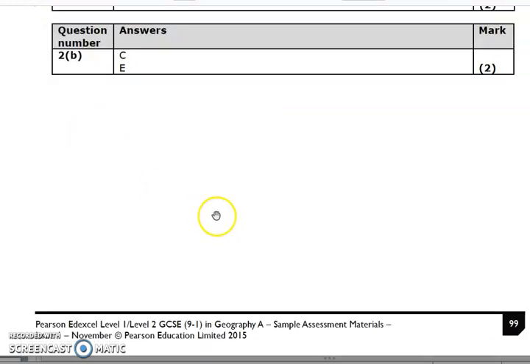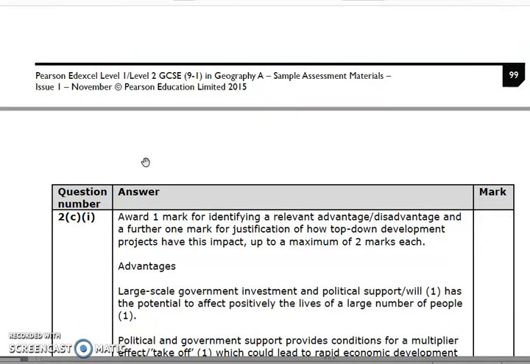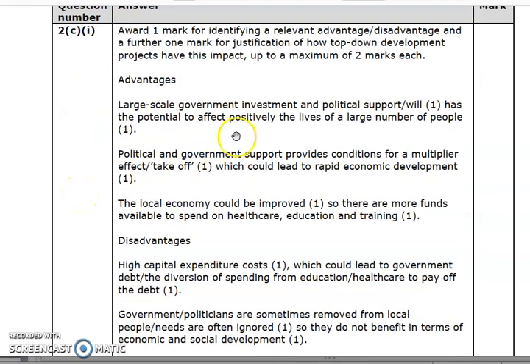To go through the answers then, the correct answers were C and E for the top-down, for the dam photograph. Those were the 2 main features of it. And if we look at what the advantages and disadvantages were for it, we could see that again 1 mark for identifying a relevant advantage and then 1 mark for explaining it.